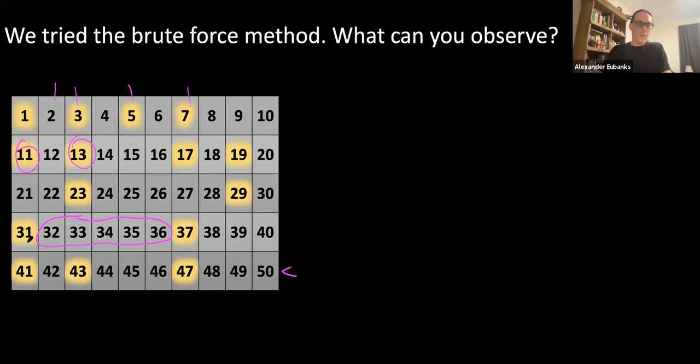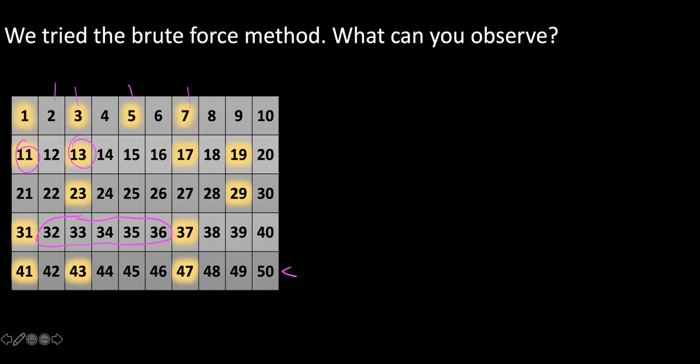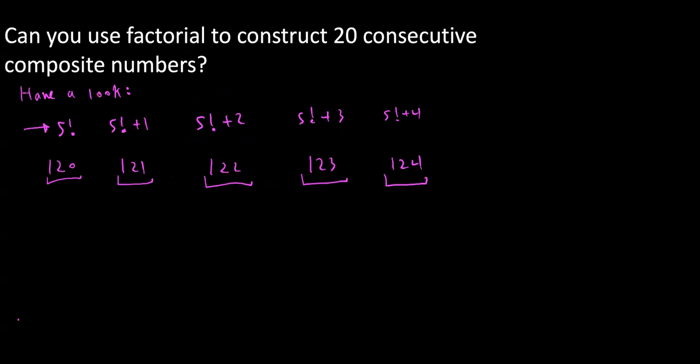I kind of have an answer. Well, not an answer, but more of an idea. Hit me. In the example you showed of 5 factorial, 120, 121, all the way to 124, you said you got 5 composites, right? So shouldn't the same be true of 20? So it should start off with 20 factorial and then work its way up.